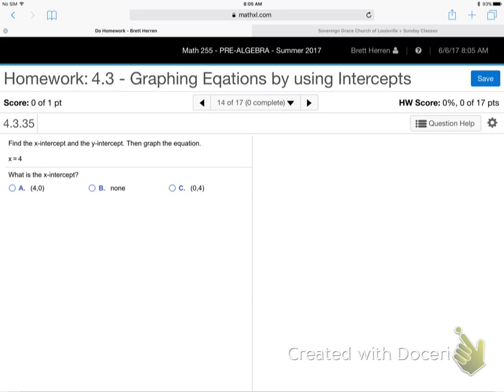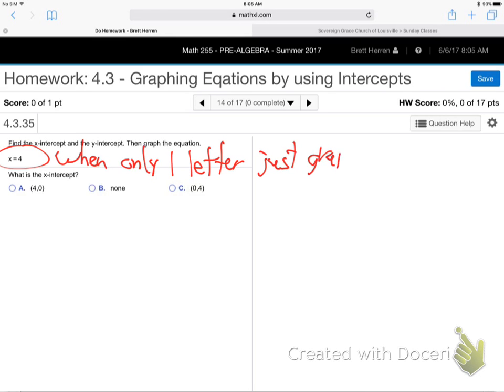So what's weird, first off, what's special? And this will be on the test as well on Friday. There's only one letter, right? So when there's only one letter, just graph first. So I'm going to just graph, before I answer any questions about x-intercepts and y-intercepts or points or whatever, let's just put it on the graph.